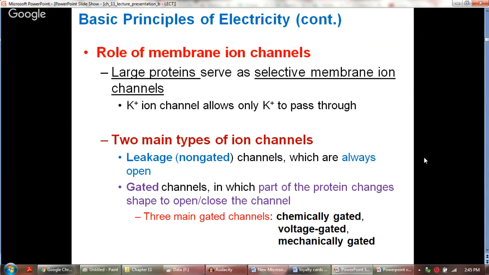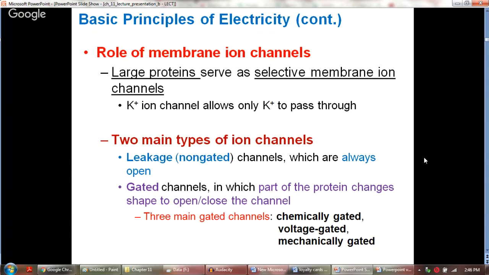The basic principles of electricity, with relation to the membrane potential, involve certain functions that the membrane ion channels perform to create the membrane potential. Let's go to the very basics we talked about when we discussed the plasma membrane in an earlier chapter. We have to recall what we have learned before, and then understand how the action potential is generated. So, the role of membrane ion channels.